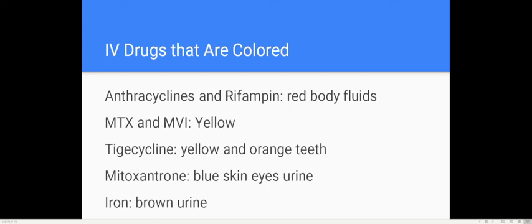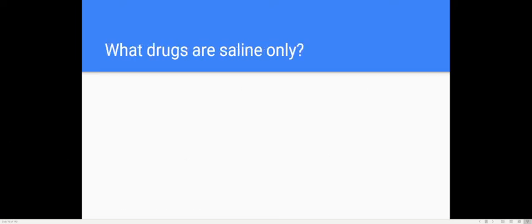So guys, just to wrap it up, I do want to go over a couple things real quick on the next slide. So what drugs are in saline only? I'll give you guys a couple seconds to think about it. So saline only is your Idiasep, so this is your ampicillin, daptomycin, infliximab, ampicillin-sulbactam, caspofungin, ertapenem, and phenytoin. Idiasep. Yeah, an acronym I made for this one.